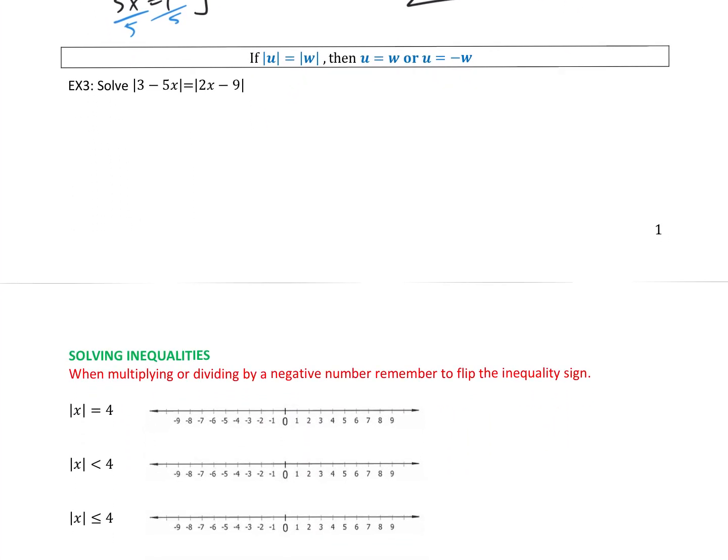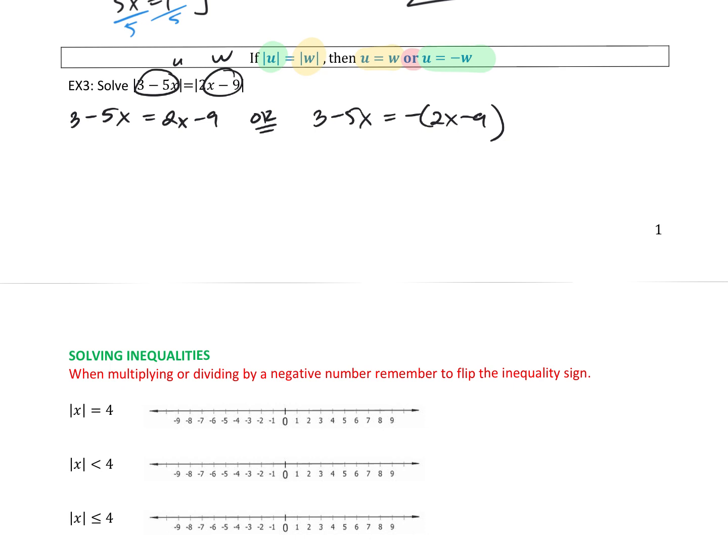If we happen to have an absolute value equal to another absolute value, what do we do? Well, we just do u equals w, or u equals the opposite of w. Pretty much the exact same thing we've been doing before. So let's go ahead and do that. We'll treat this as u, and we'll treat this as w. It actually doesn't matter if you switched it, you get the same answer, but let's go ahead with this. So that means 3 minus 5x is going to equal 2x minus 9, or, again, it's important to write "or," 3 minus 5x equals the opposite of 2x minus 9.